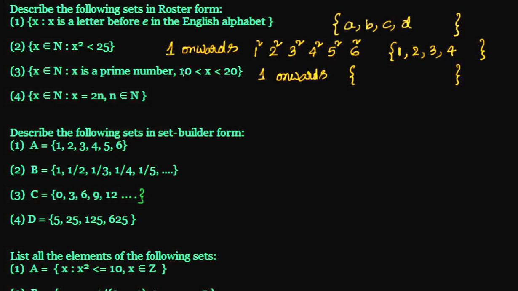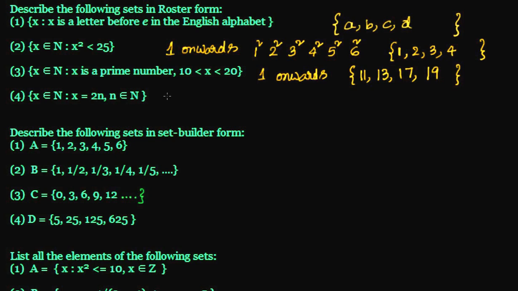Let's try to fill them in. 10 is a composite number, 11 is a prime number, 12 is not, 13 is a prime number, 14 is not, 15 is not, 16 no, 17 is a prime number, 18 no, 19 is prime. So 11, 13, 17, 19 are the elements. This is nothing but the set values. Elements of the set are 11, 13, 17, 19.